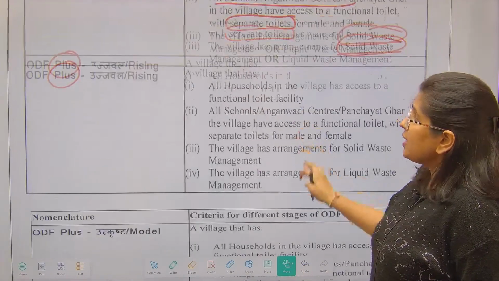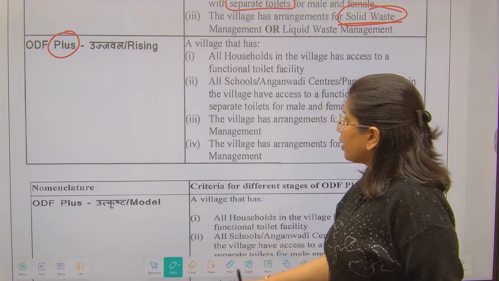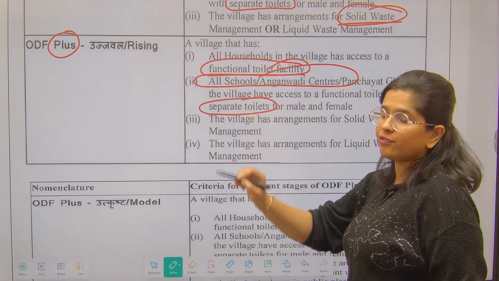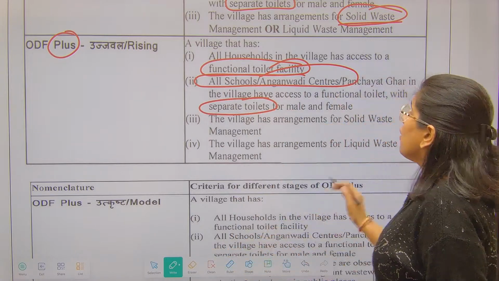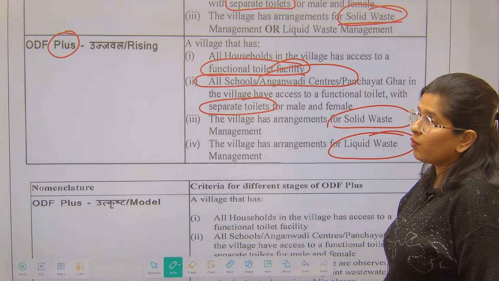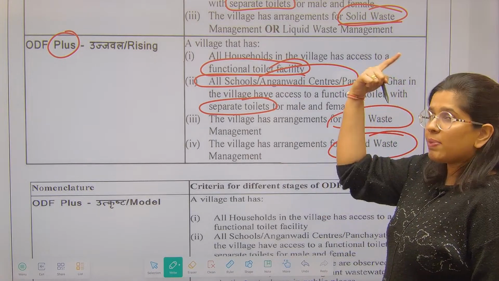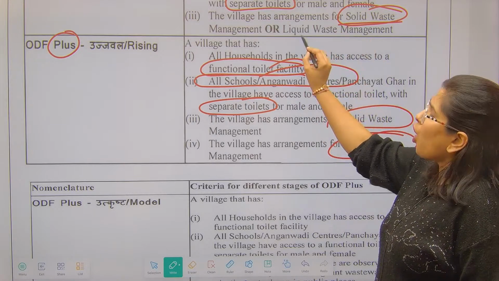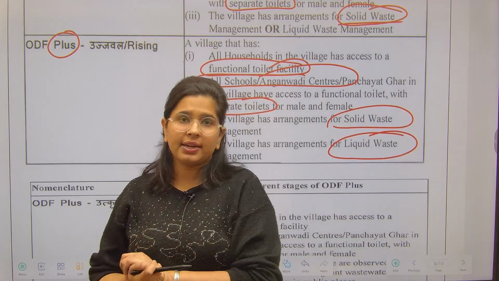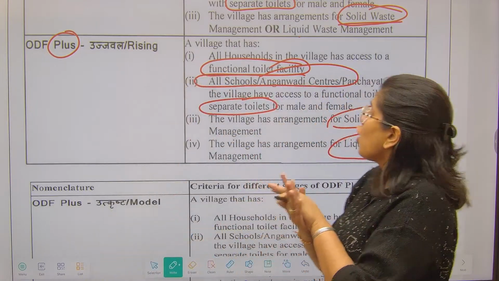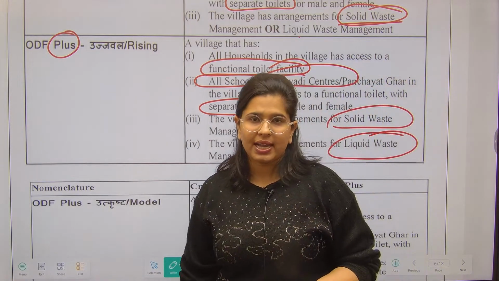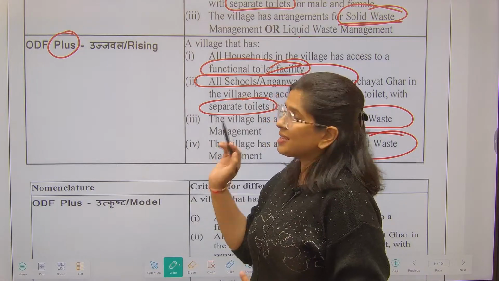Next, what about rising? A village that obviously has a functional toilet facility, already seen that. Schools and Anganwadi centers should have separate toilets for male and female, we have already seen this. The village should have an arrangement for solid waste management and liquid waste management. Now you would ask, what is the difference? In the aspiring category, it is either solid or liquid, right? If the village has either solid or liquid, then it would be considered as aspiring. But when it has both facilities, solid waste management as well as liquid waste management, what will we call it? We will call it rising.